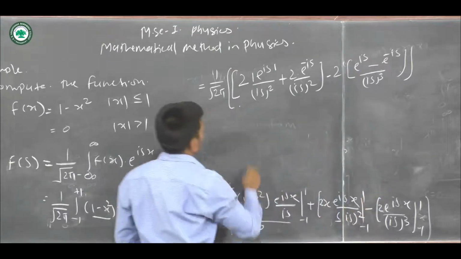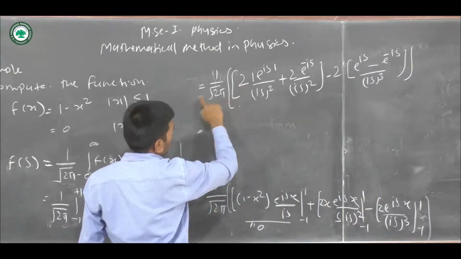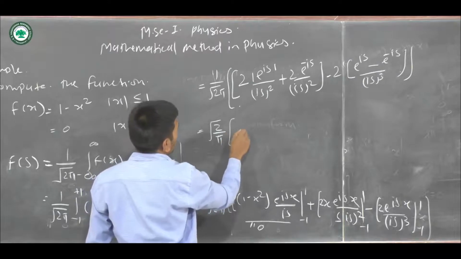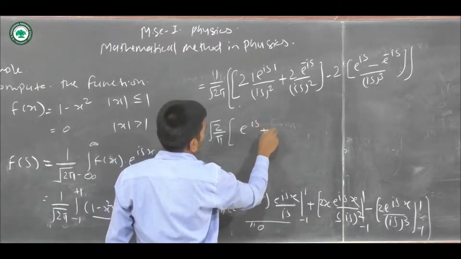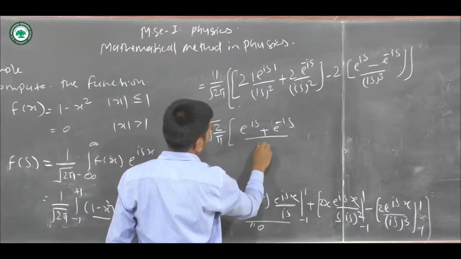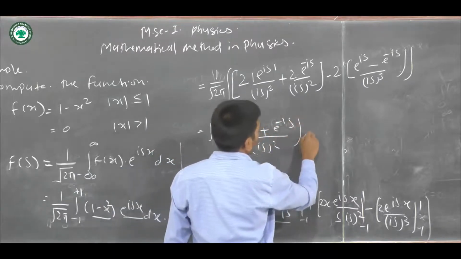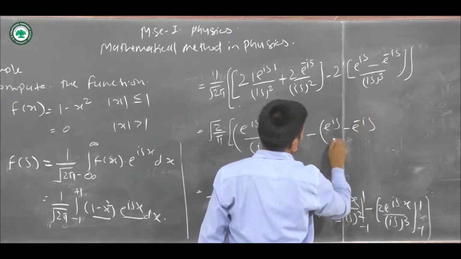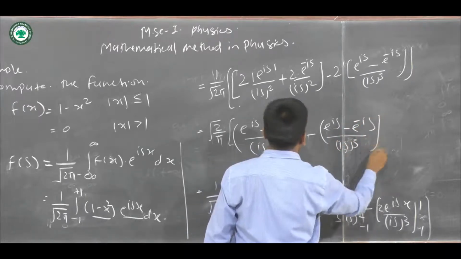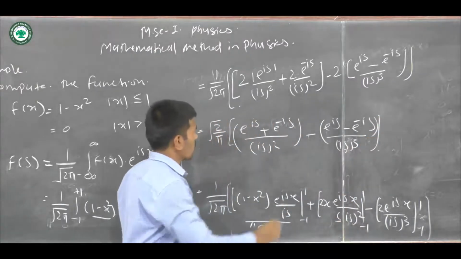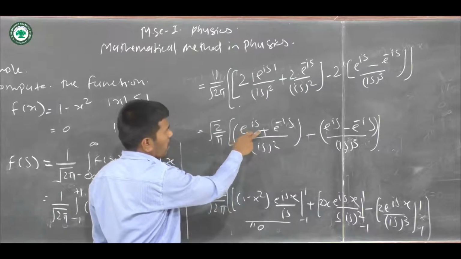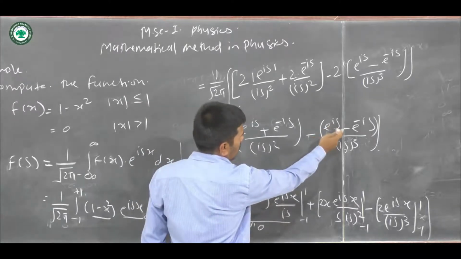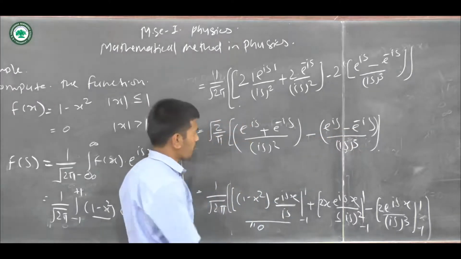Now we can write these expressions. If we take the 2 as common from these two terms, then it is 2 by under root 2 by pi into e raised to is plus e raised to minus is, divided by (is) bracket square, and minus e raised to is minus e raised to minus is, divided by (is) cube. So this is the expression. We can write e raised to is plus e raised to minus is as cos s, and e raised to is minus e raised to minus is as 2i sin s.